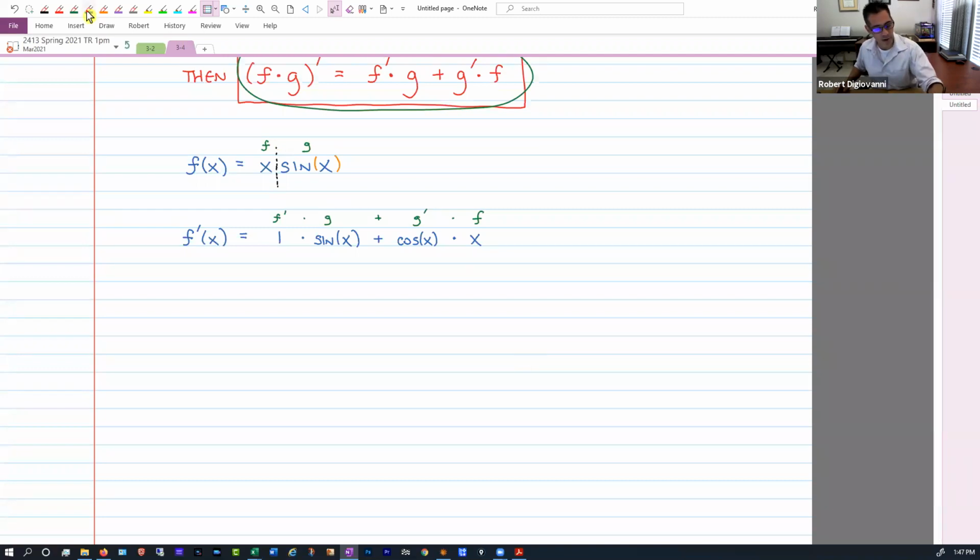Okay, so now here's what we have. 1 times sine of x is just sine x. And then over here, when I multiply those two together, remember that x cannot go inside with that cosine. So I'm just going to leave it on the outside. I'm going to put that x out in front of this cosine, and that will be my derivative. And that is it.